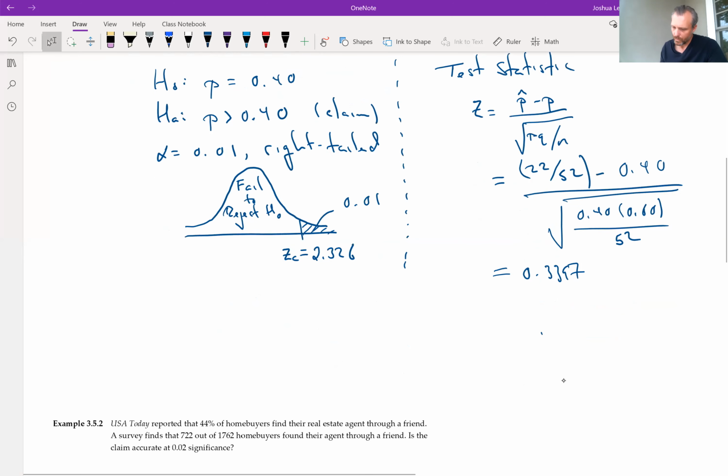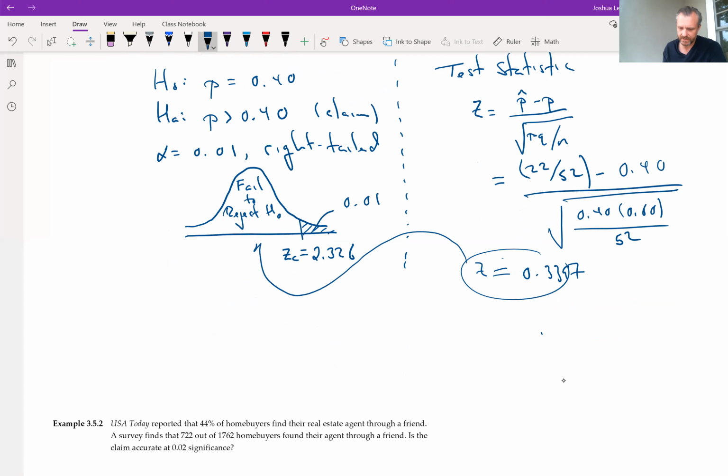All right. Well, where does this z fall? Well, it falls in here somewhere, right? Zero's in the middle. My critical is out here at 2.3 something. So it's in the fail to reject region. Well, fail to reject what? The null, okay?